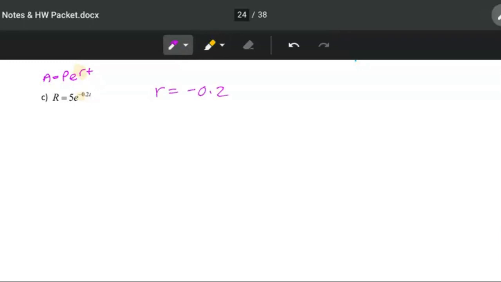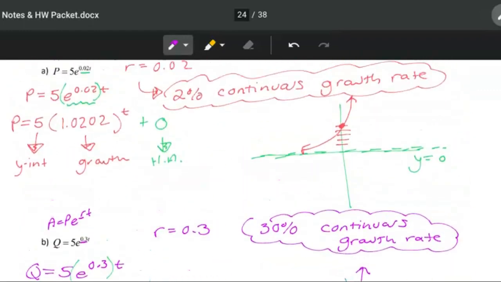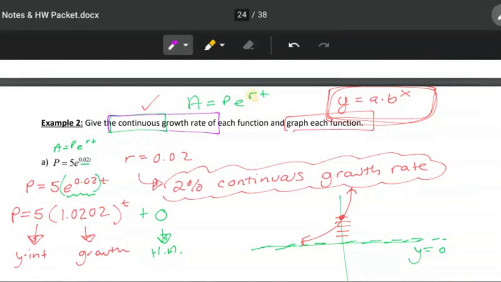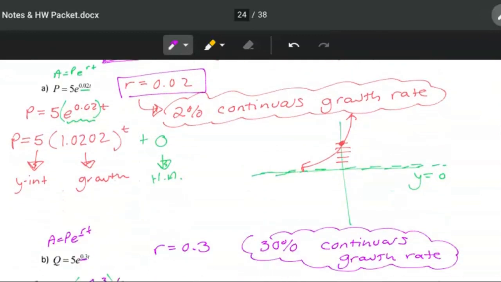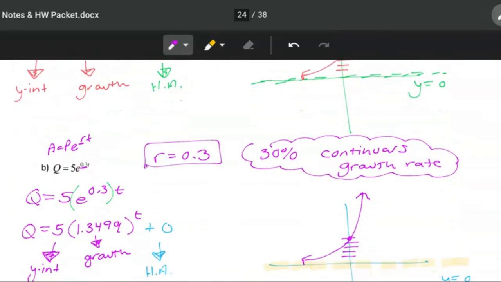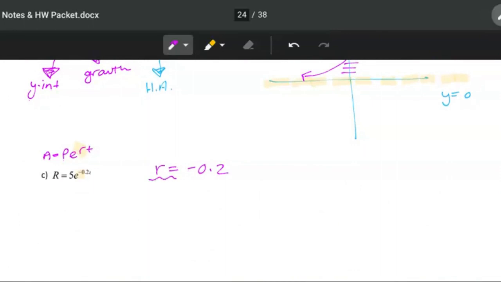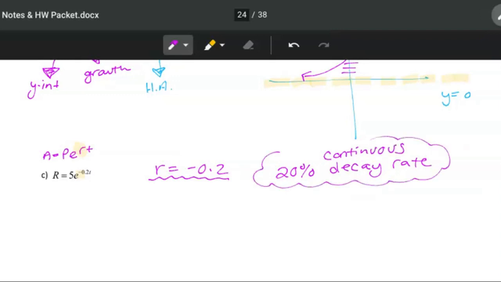So think about what that means. They asked for the continuous growth rate. All of our continuous growth rates have been positive numbers so far. 0.02, 0.3. Now we got a negative. Think about what a negative is. That's a decay rate. Turn that to a percent. That means we have a 20% decay rate here. And again, we're talking about a 20% continuous decay rate. Anytime we're dealing with this A equals PERT formula, you have a 20% continuous growth rate.